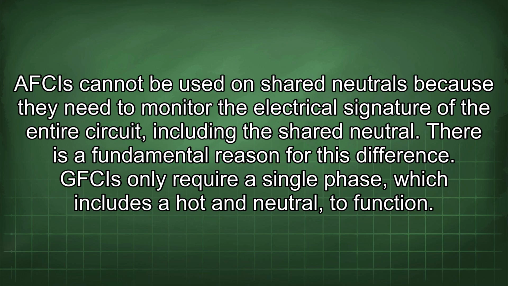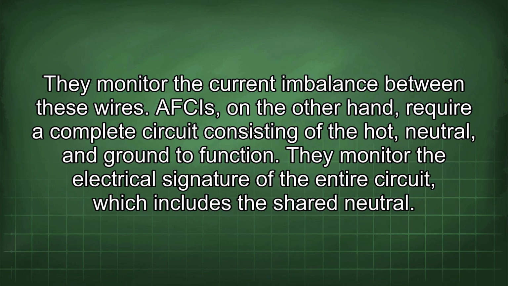GFCIs only require a single phase, which includes a hot and neutral, to function. They monitor the current imbalance between these wires. AFCIs, on the other hand, require a complete circuit consisting of the hot, neutral, and ground to function. They monitor the electrical signature of the entire circuit, which includes the shared neutral.